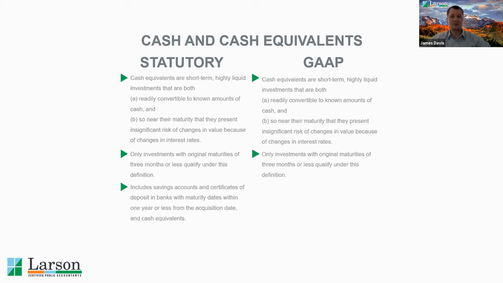Statutory cash and cash equivalents also include savings accounts and certificates of deposit in banks with maturity dates within 1 year or less from the acquisition date. Whereas within GAAP, usually it's just if you have an original maturity of 3 months or less.